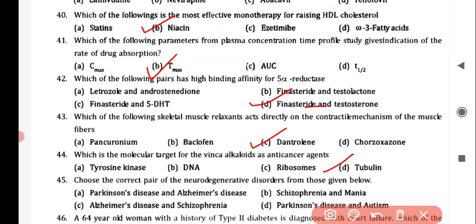Next question is, choose the correct pair of the neurodegenerative disorders from those given below. And the correct answer is option A, Parkinson's disease and Alzheimer's disease.